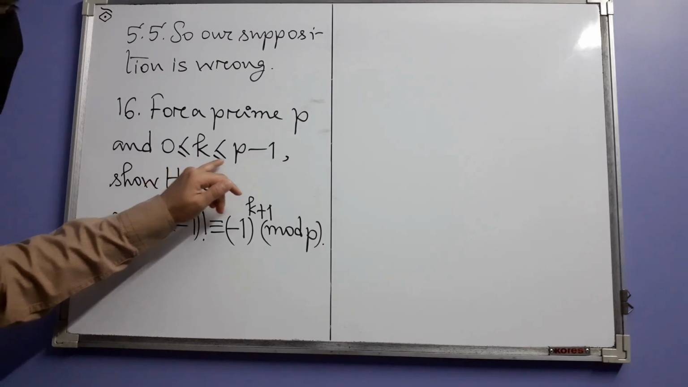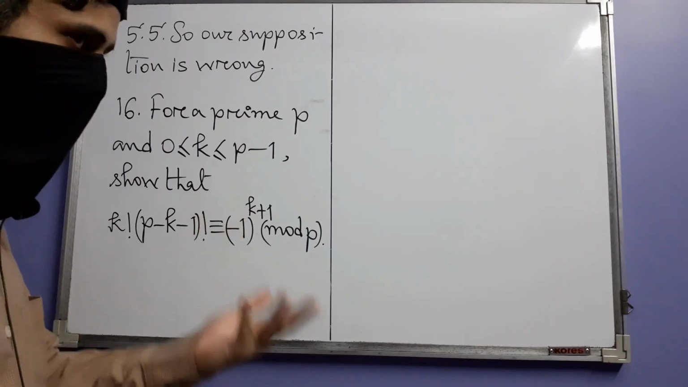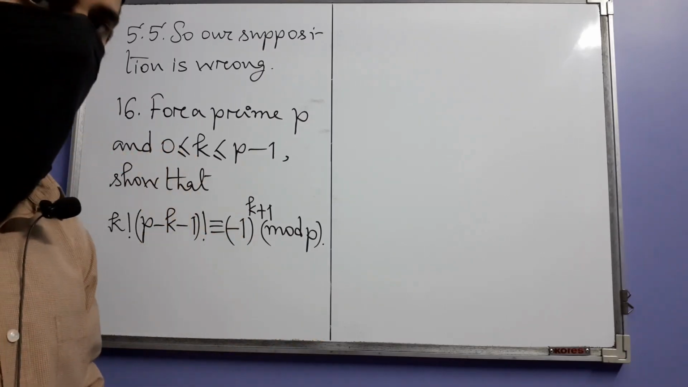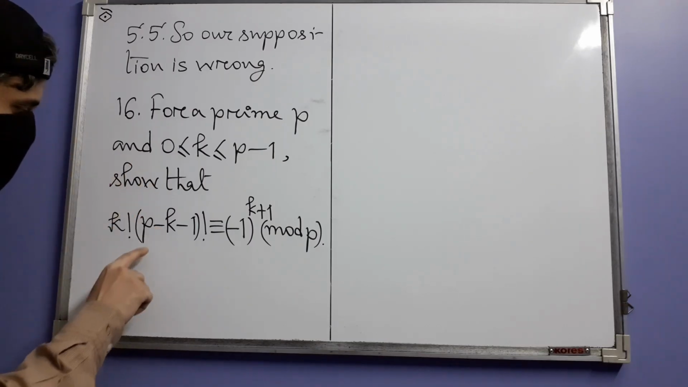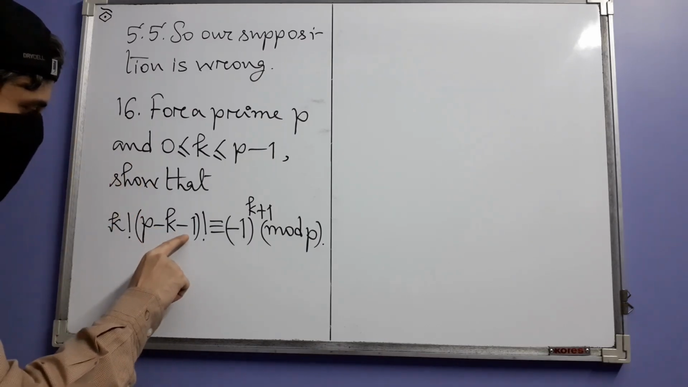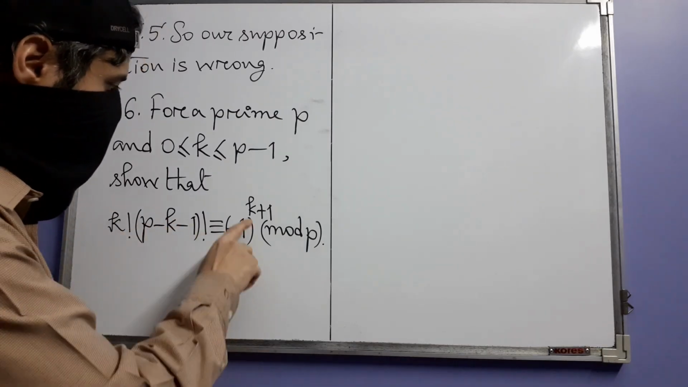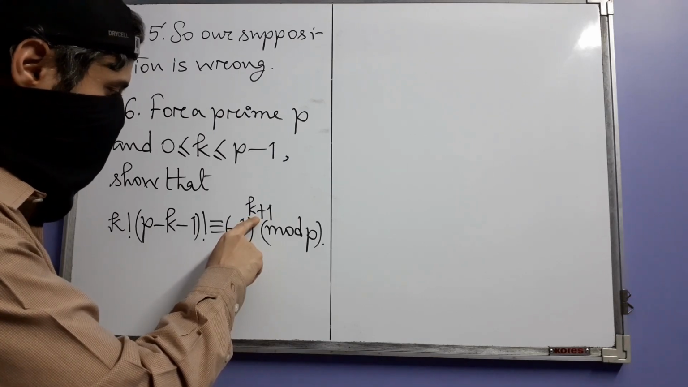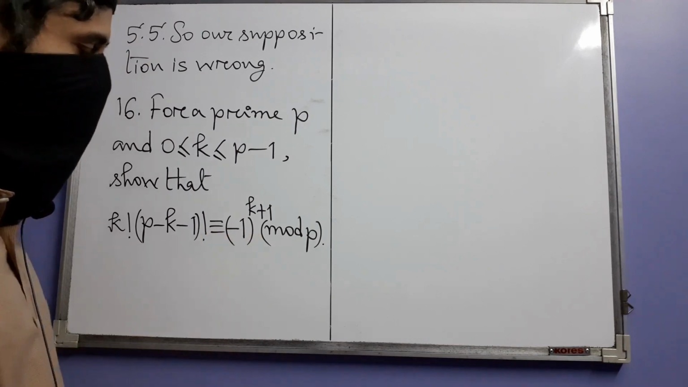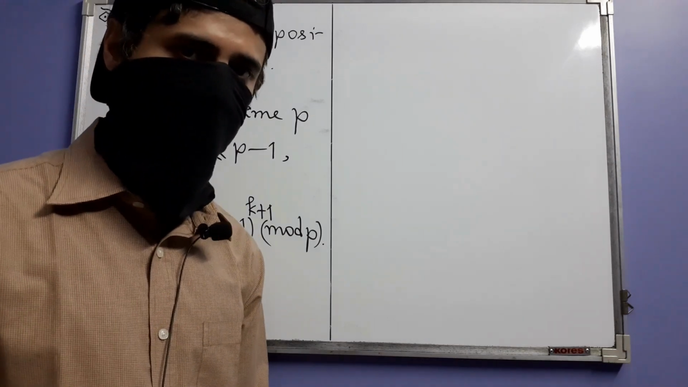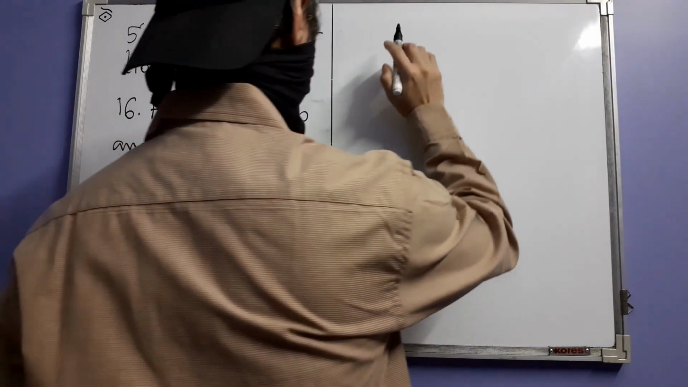Now, among the many possible values of k, let us first see what this congruence becomes when k is equal to 0, the simplest possible value. 0 factorial is 1, and here we have p minus 1. So the left hand side becomes p minus 1 factorial. What happens to this? Because k is 0, this becomes minus 1. So p minus 1 factorial is congruent to minus 1 modulo p, which is just Wilson's theorem. So accordingly, let us start the solution with this observation.